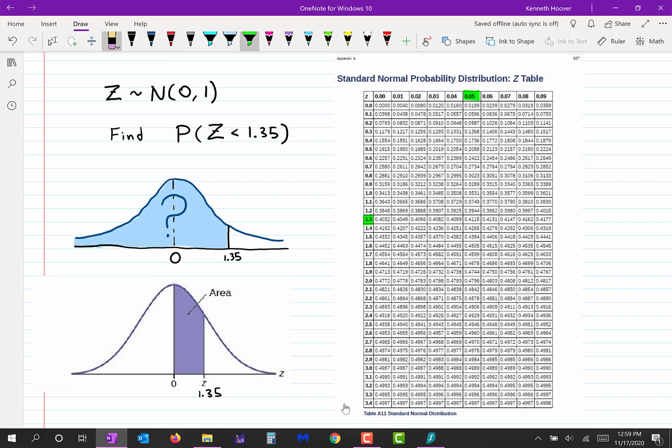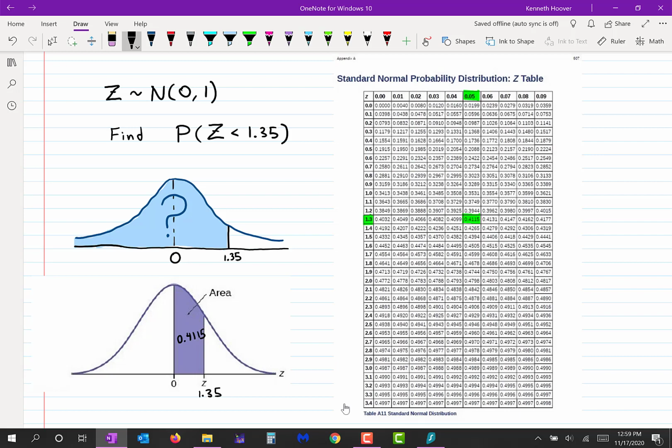Okay? What you do then is you go across that row and down this column to find the cell where they cross. So let's just highlight that one cell. It would be right here. What number is in that cell? It's 0.4115. So this area right here is 0.4115.